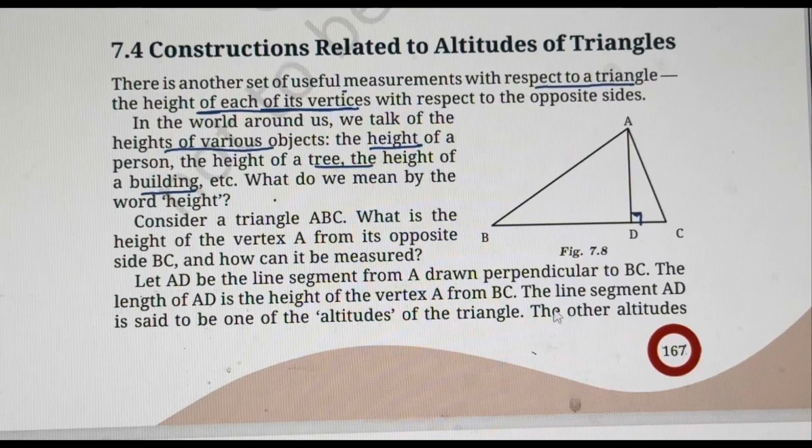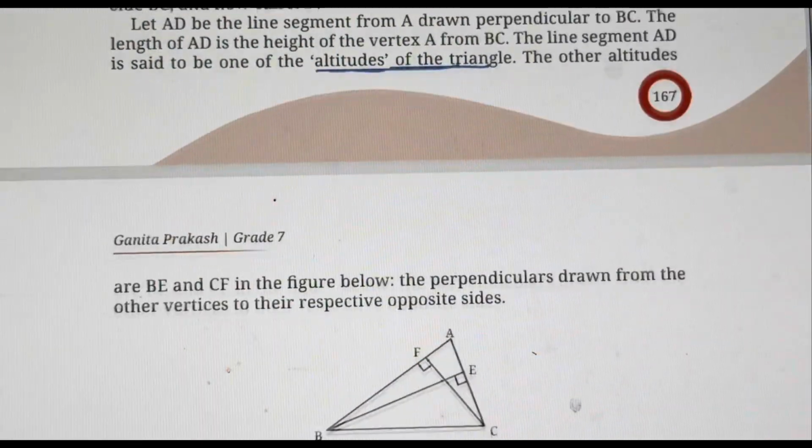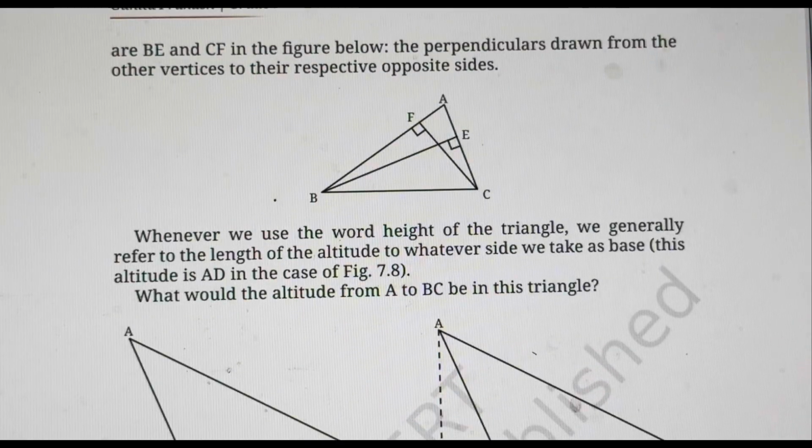Now the line segment AD is said to be the altitude of the triangle. It is one of the altitudes of the triangle. There are other altitudes also, because from each vertex there would be a height. The other altitudes are BE and CF, you can see here. This is the second altitude, this is the third altitude. So the perpendiculars drawn from the other vertices are also altitudes. A triangle will have three altitudes.